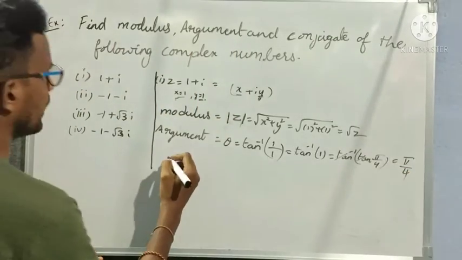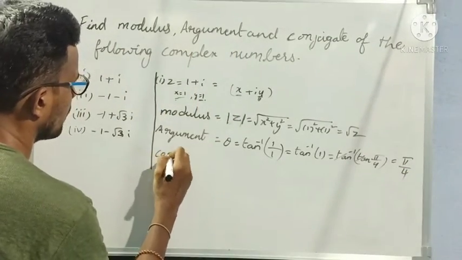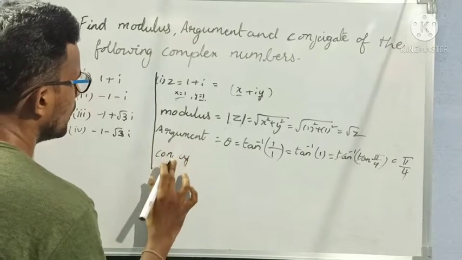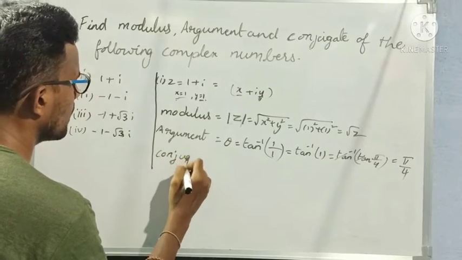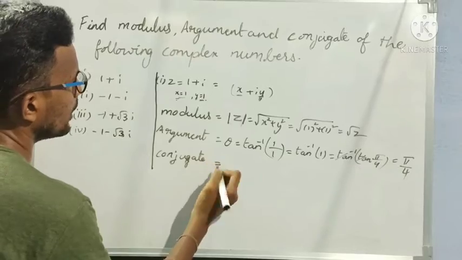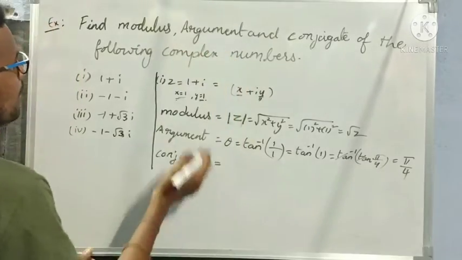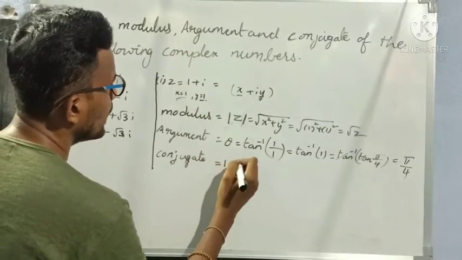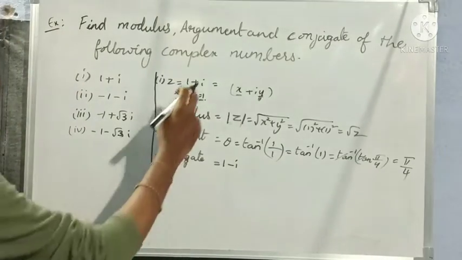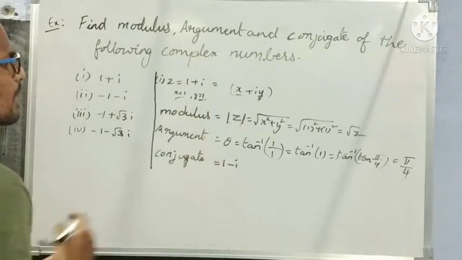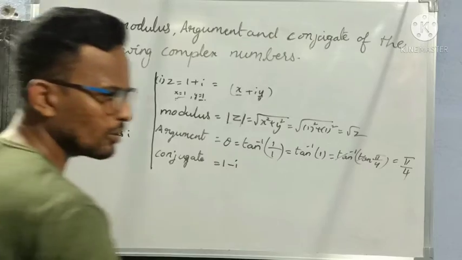Okay, next, conjugate. What is the conjugate of 1 plus i? The conjugate is the image with respect to the x-axis. So the conjugate of 1 plus i is 1 minus i. In the place of plus we have to write minus. That is the conjugate. I hope everybody understood the first problem.